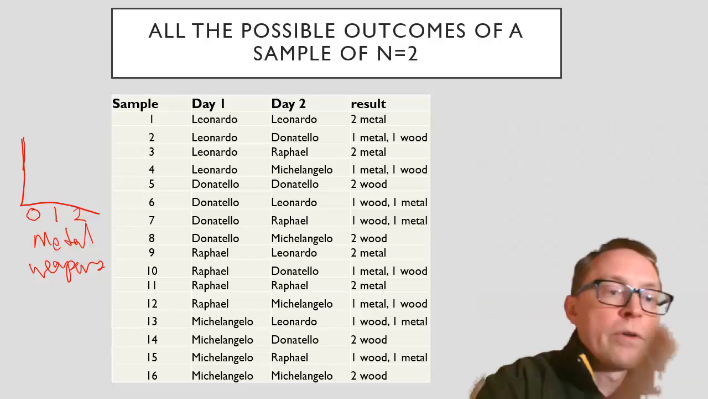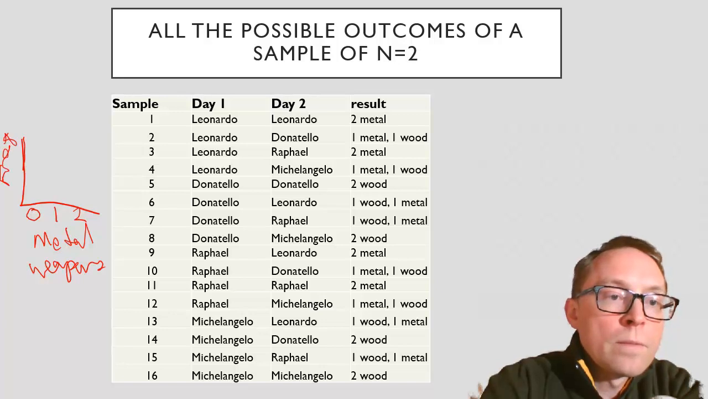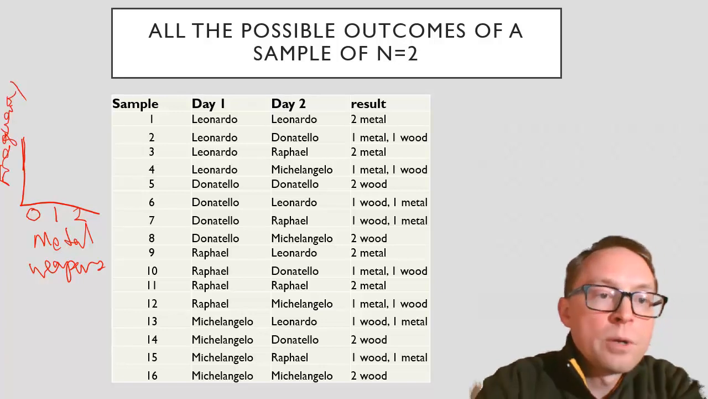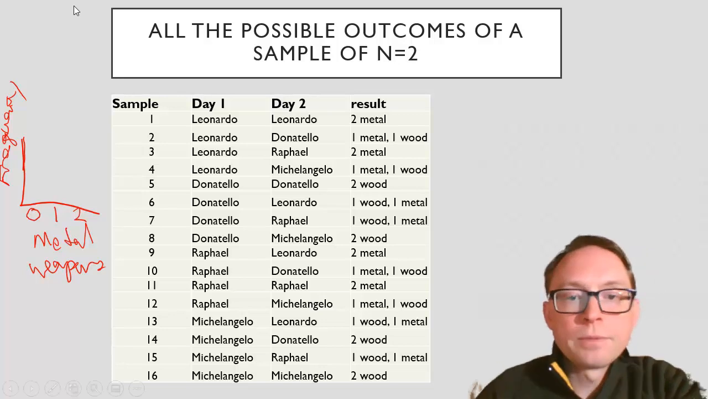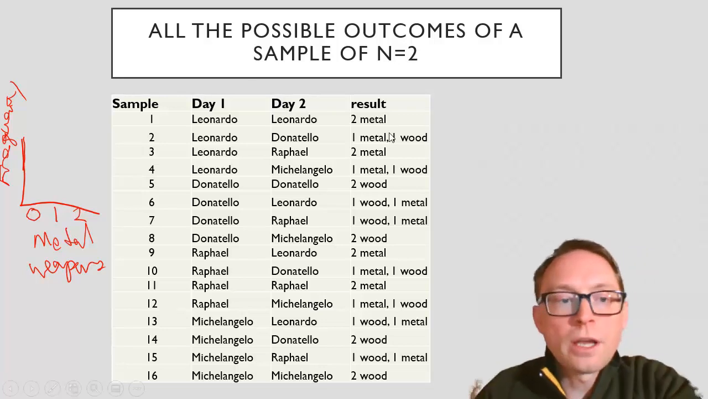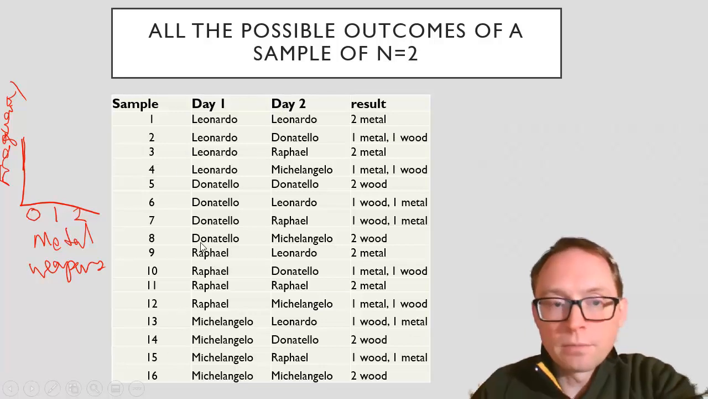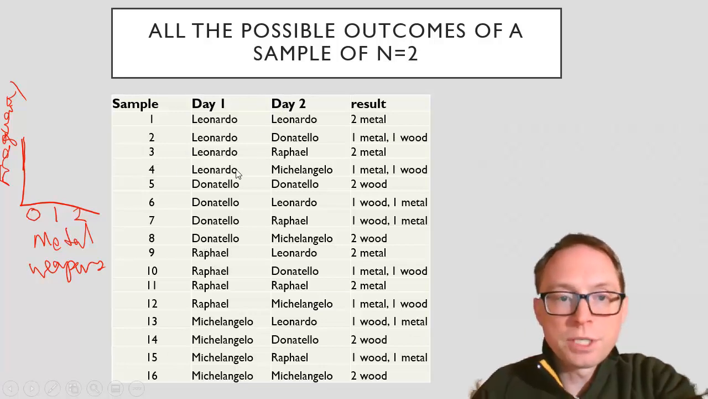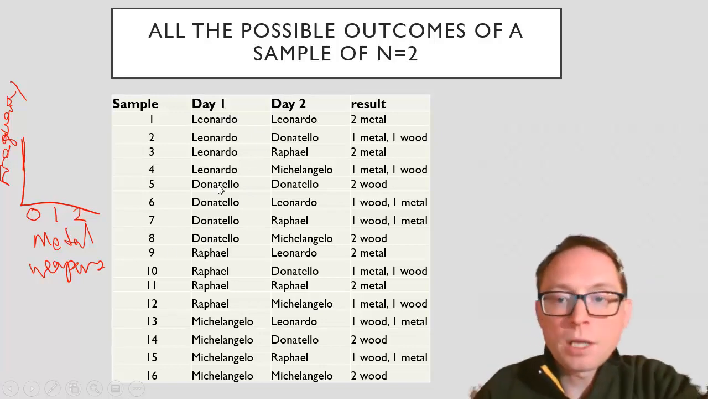Then over here, we're going to have the frequency, and the different frequencies that we could have. So let's take a look at this. There's a total of 16 samples that can be done. There's 16 ways that you've got 4 turtles, and you can take 2 of them. There's 16 possible samples that could happen.